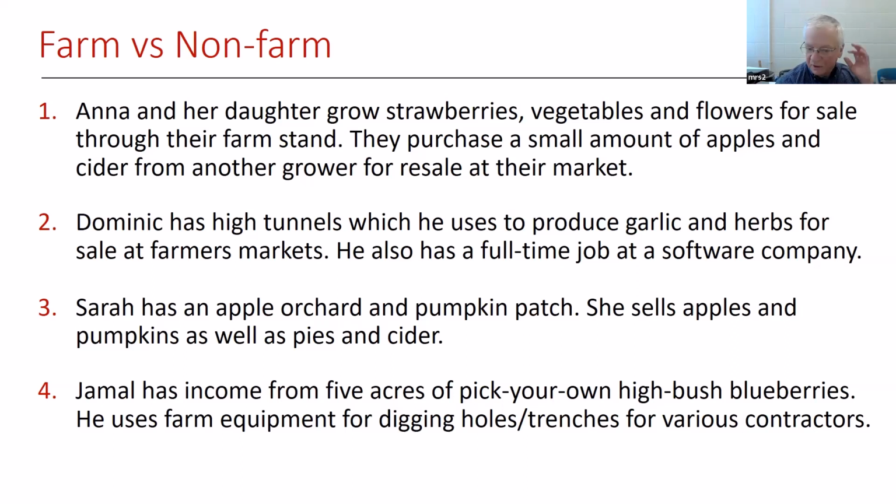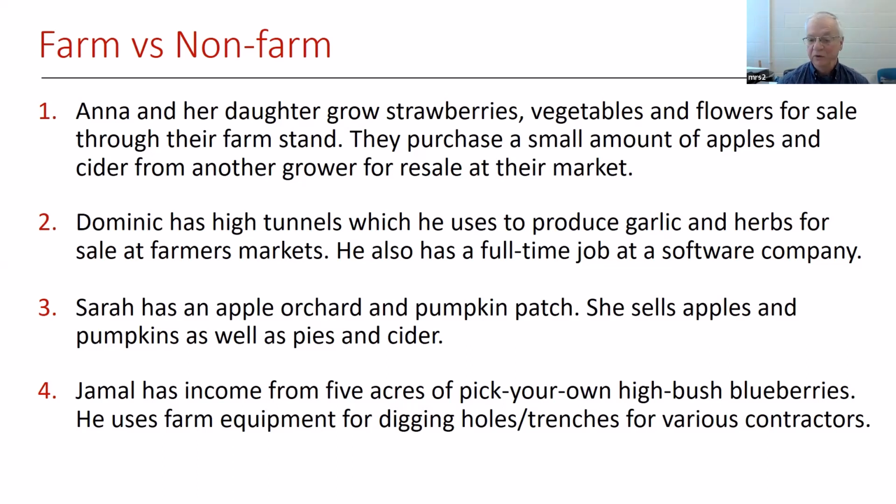In the last one, Jamal has 5 acres of pick your own high bush blueberries. He also uses farm equipment for digging holes and trenches for various contractors. Again, this is the same issue as number 3, but a little bit different because now he's actually using his equipment for digging holes and trenches for other people. As long as that's not a significant part of his income, that can go on a Schedule F and be recorded as custom hire income.